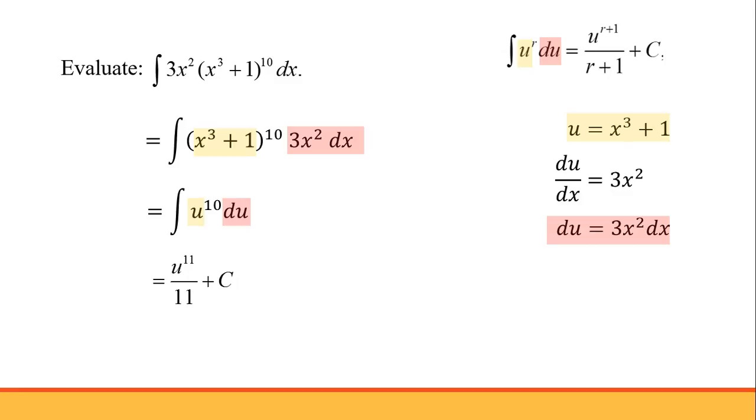It contained x. So we're going to have to back substitute for the u. Remember, u was equivalent to x to the third plus 1. So we'll replace the u with an x to the third plus 1. So now we've integrated and we are back to our original variable x.